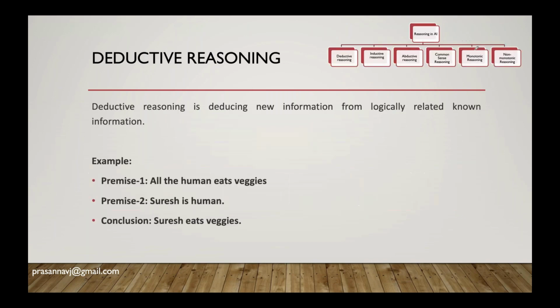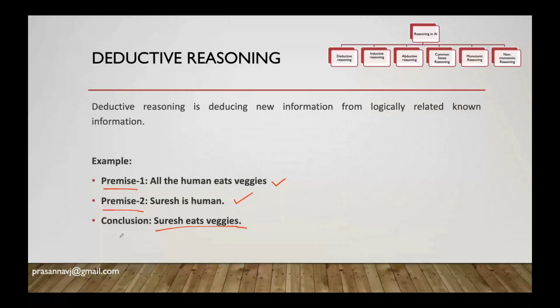The first is deductive reasoning. Deductive reasoning is deducing new information from logically related known information. For example, in the previous example, where all humans eat veggies and Suresh is a human, you are deducing that Suresh eats veggies based on the premises provided to you. If more information is provided, you will deduce the conclusion out of it. So that is deductive reasoning.